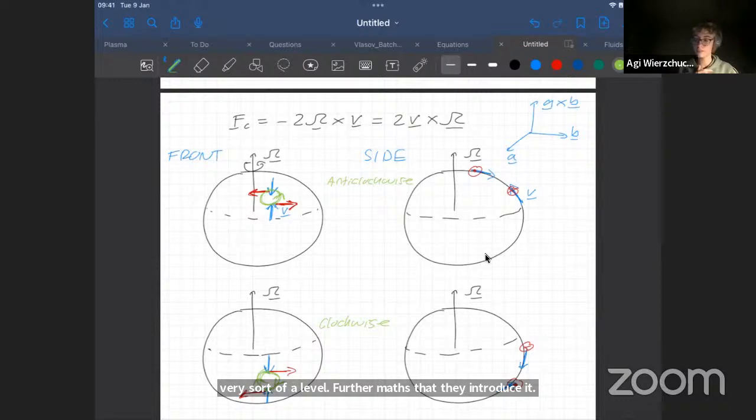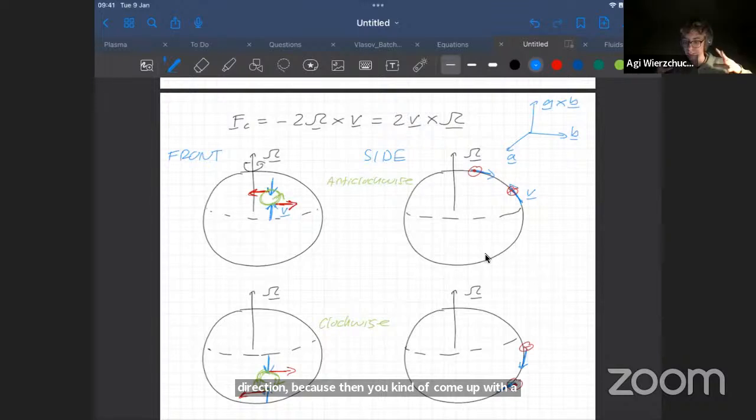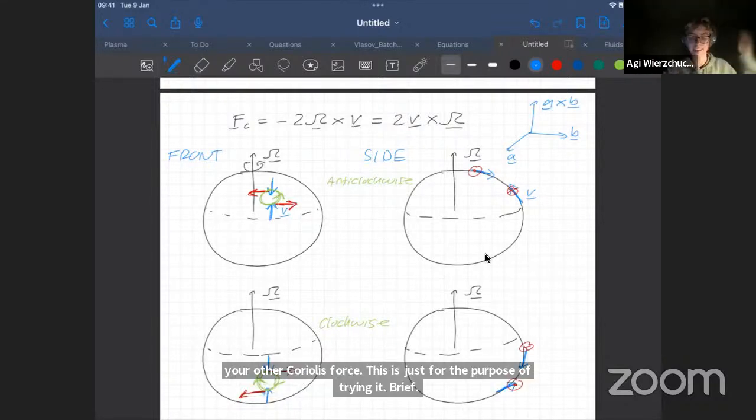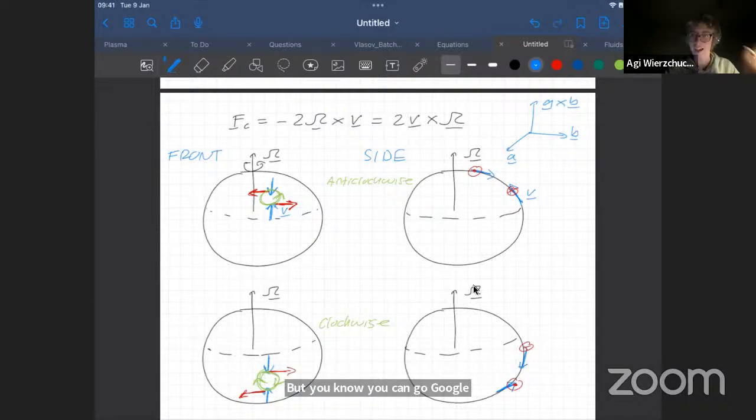By considering just the movement of air upwards and downwards, I can intuit exactly which way it's going to be rotating. And a key point is to know that you have to consider all the directions, not just one direction, because then you come up with a mistake. And there are plenty of videos to watch about the Coriolis force. This is just for the purpose of keeping it brief. You can Google it, and there are much better explanations than I can provide within the time frame. So I'll answer any questions in the Q&A.